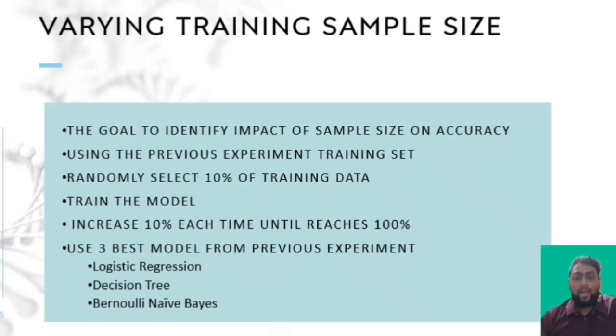For this, we use the training data set from the previous experiment and randomly select 10% of the training data set and then train the model. I will train with 10% more each time, from 10, 20, until it reaches 100%, using the best three models from the previous experiment, that is logistic regression, decision tree and Bernoulli Naive Bayes.